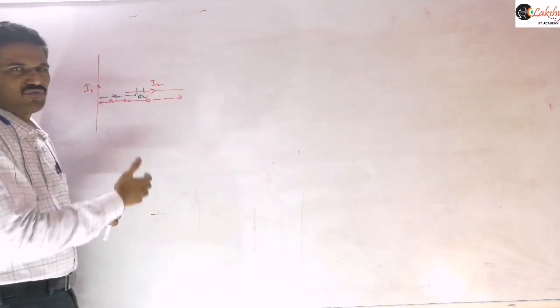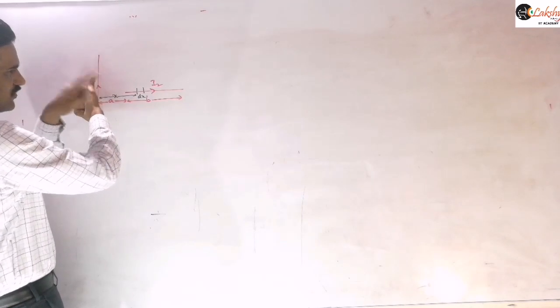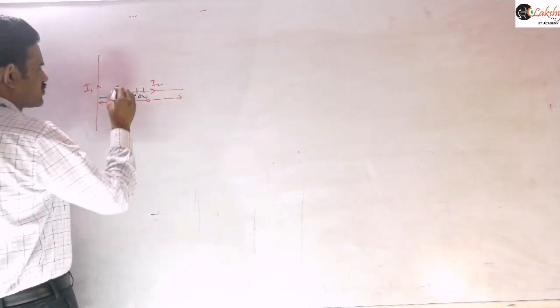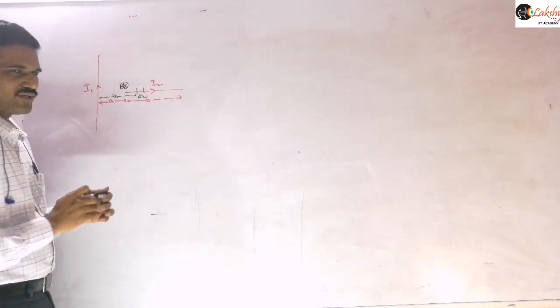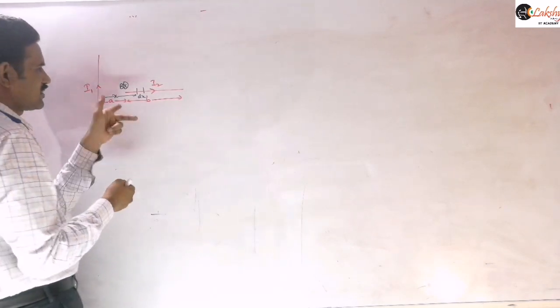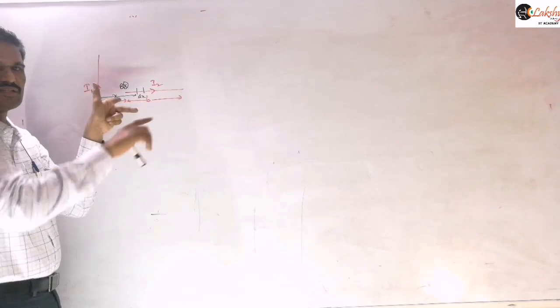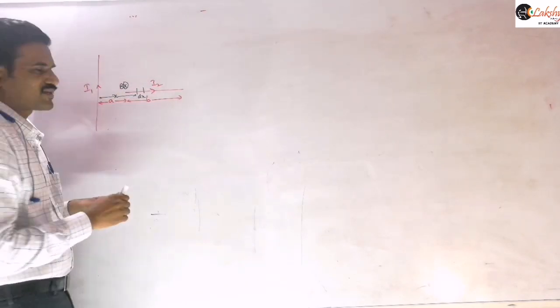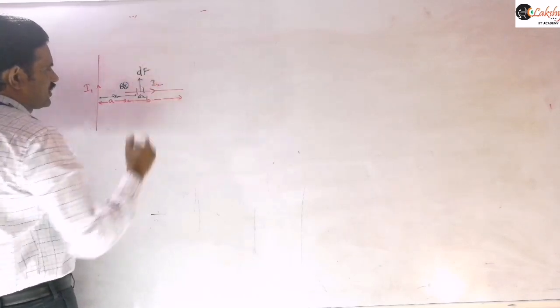To get the direction of force, first we need to write the magnetic field here. This wire will produce a magnetic field into the plane, right? Now the direction of the current: the current is along this direction and the field is into the plane. So the force you will get here is upwards. So the force acting on this element will be dF in the upward direction.